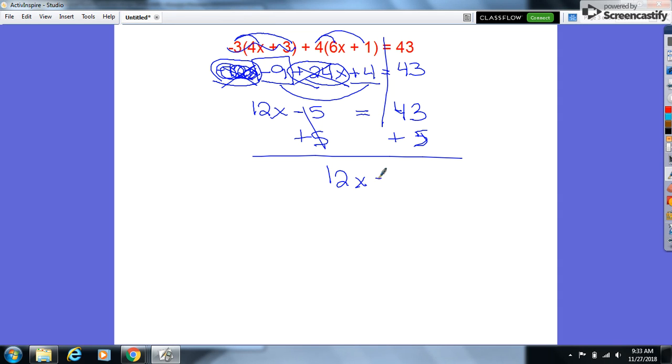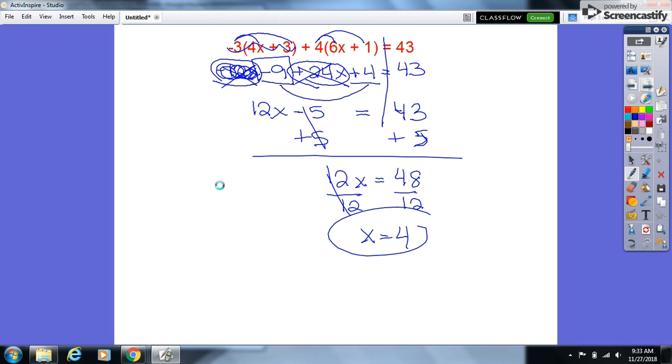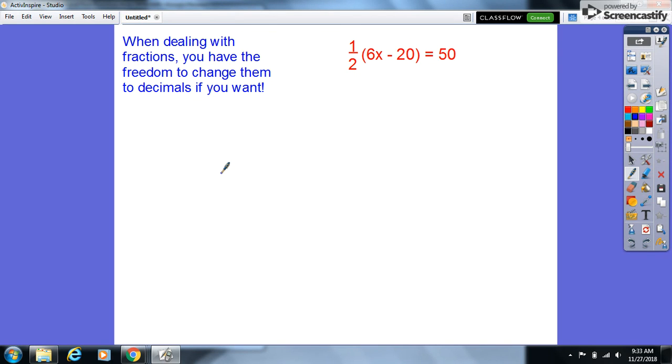Bring down my 12x. 43 plus 5 is 48. Divide both sides by 12. X equals 4. All right. Let's go ahead and look at this next one.